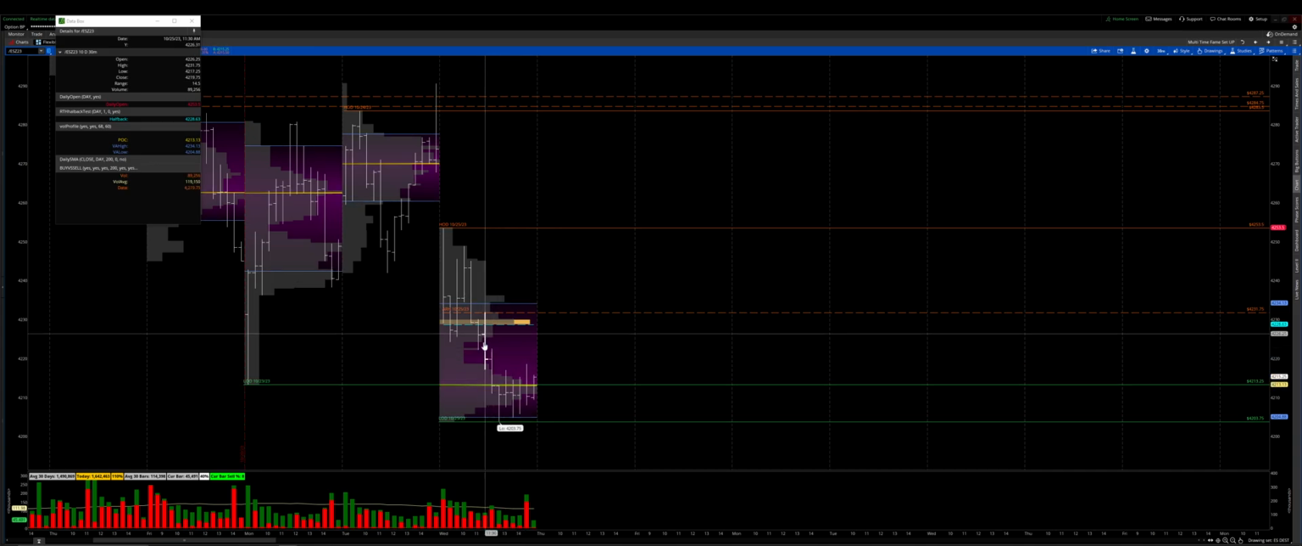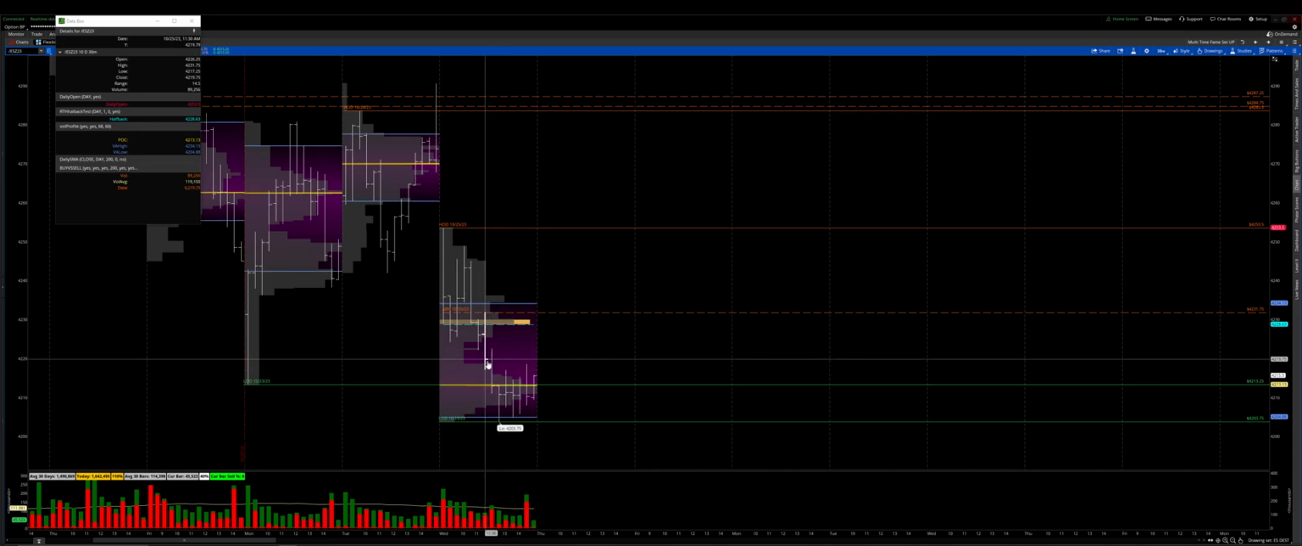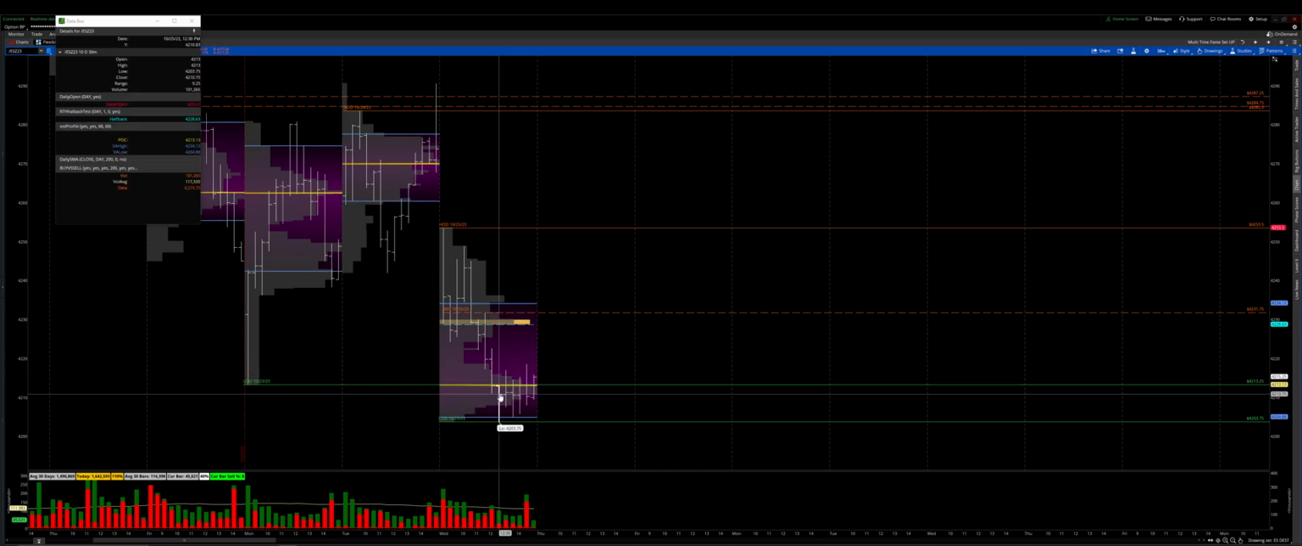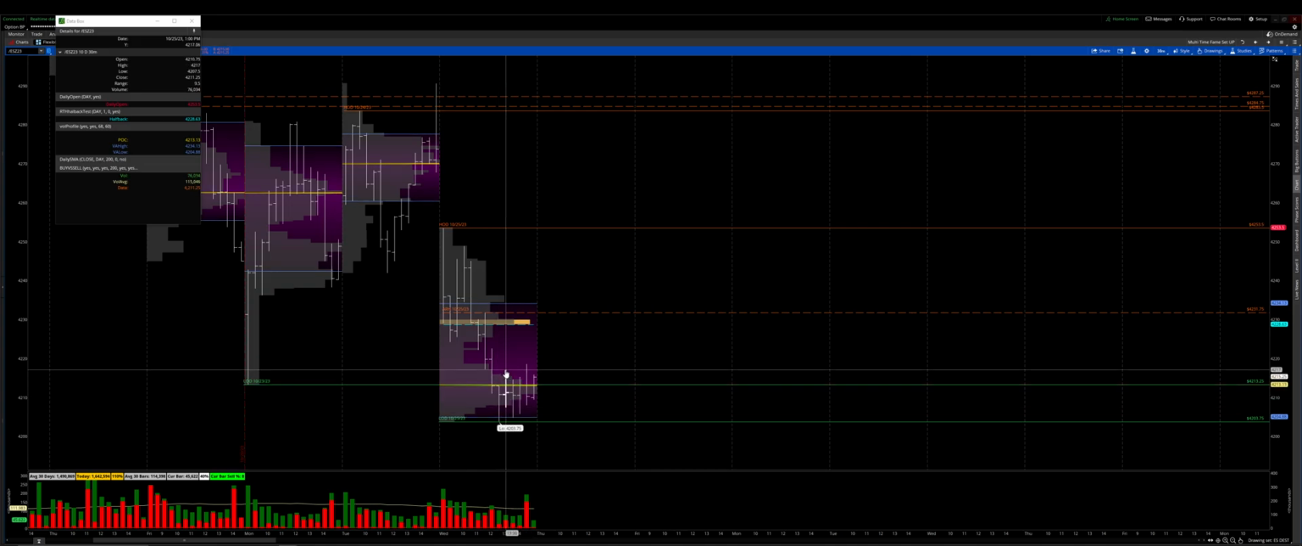Now, in each push up, you definitely could have been taking shorts on the pushes up, and then obviously here in all this chop, not so much. You could have taken a short here when we pushed up to 42.17 because we had single prints that filled at 42.1725. We didn't quite get there. We got to 42.17 in that time frame.